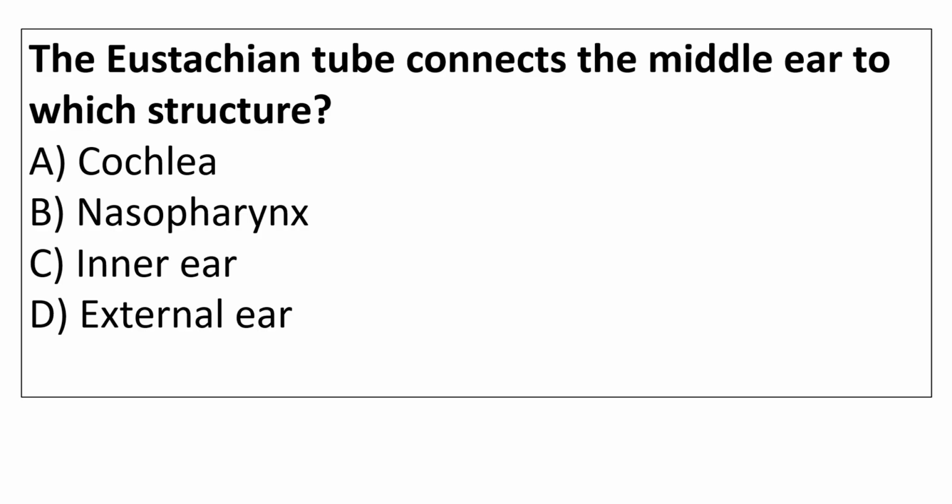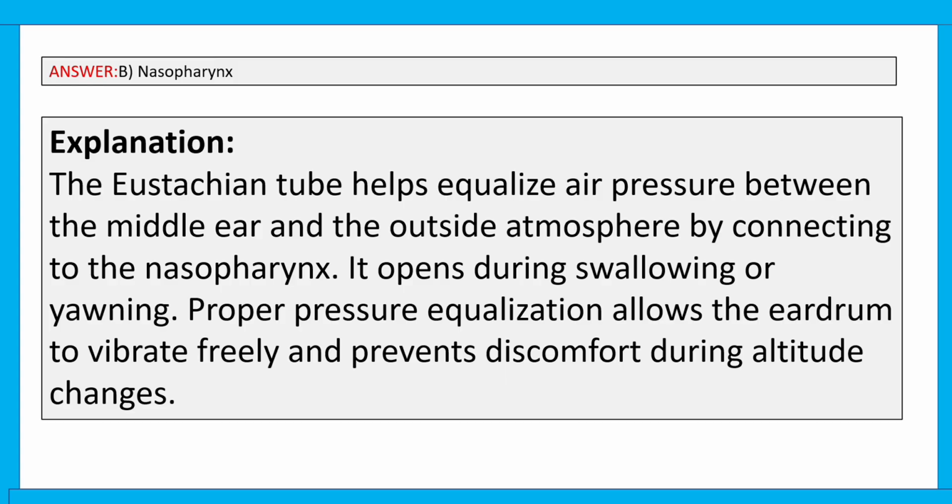The eustachian tube connects the middle ear to which structure? Option A, cochlea. Option B, nasopharynx. Option C, inner ear. Option D, external ear. The right answer is option B, nasopharynx.